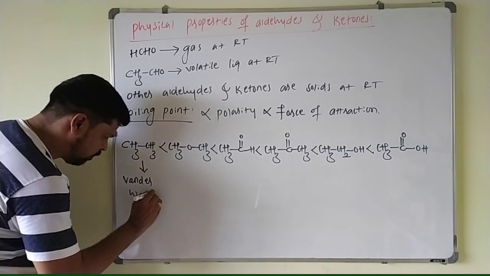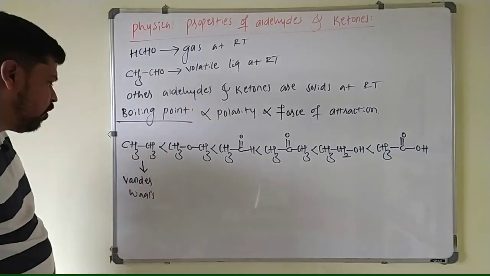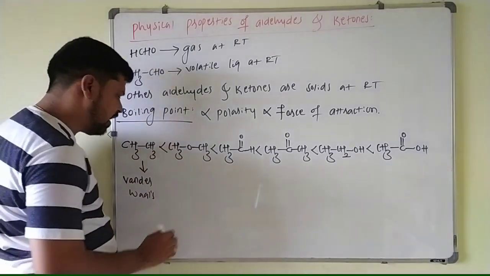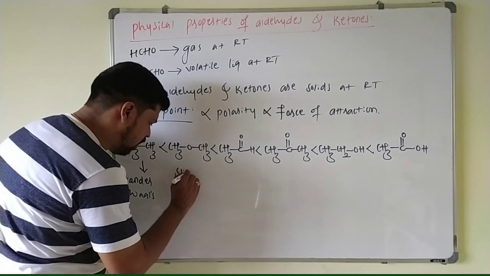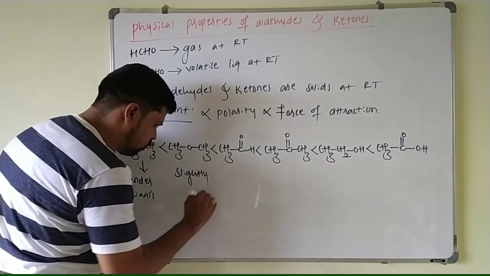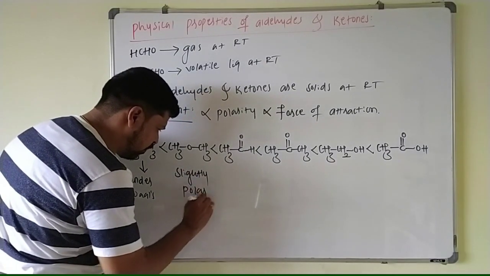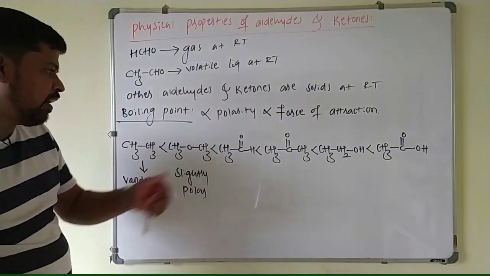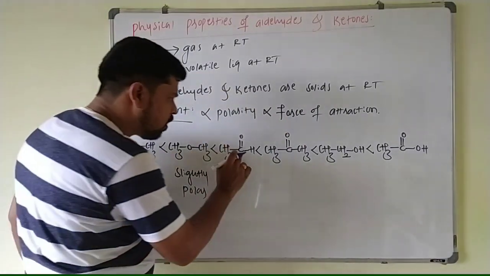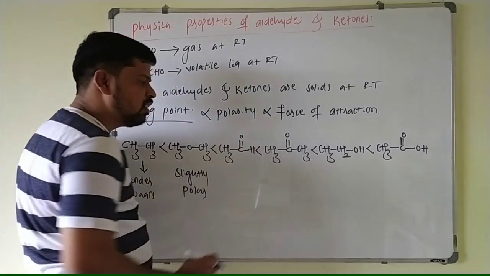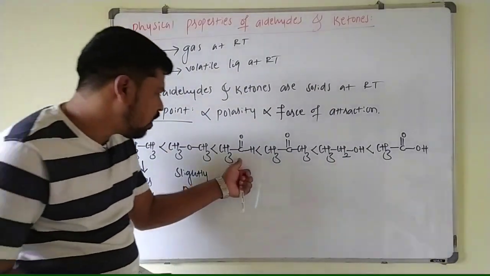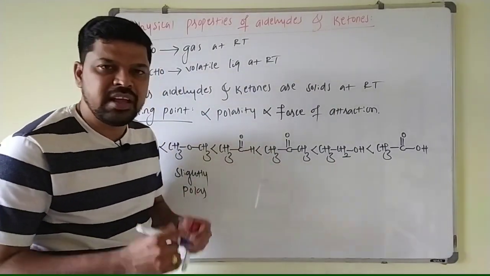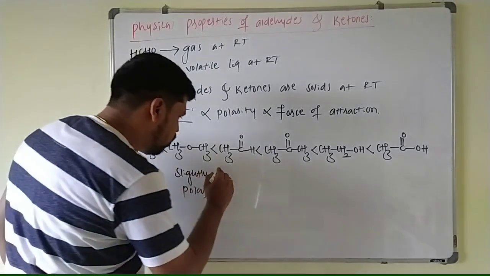Due to weak van der Waals force of attraction, they have a lower boiling point. In case of ether, one oxygen is added so that they become slightly polar. Slightly polar means the force of attraction between them increases and their boiling point again increases. But if you go for aldehyde and ketone, both have a polar carbonyl group. These polar carbonyl groups are held together by dipole-dipole interaction.